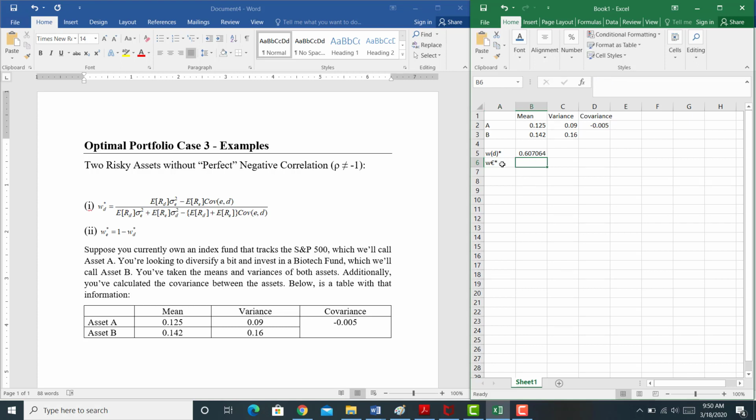Okay. The optimal weight of E is just going to be equal to 1 minus that. And this gives us the weight that we should put in or keep in our index fund versus the weight that we should put in the biotech fund. Okay, so hopefully this example has shown you how applicable this is. What we're doing here is finding the optimal portfolio for two risky assets without perfect negative correlation.